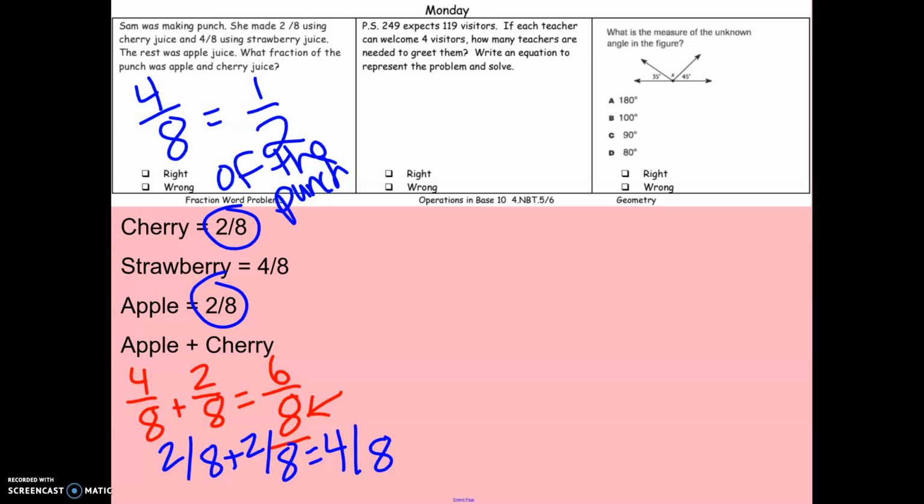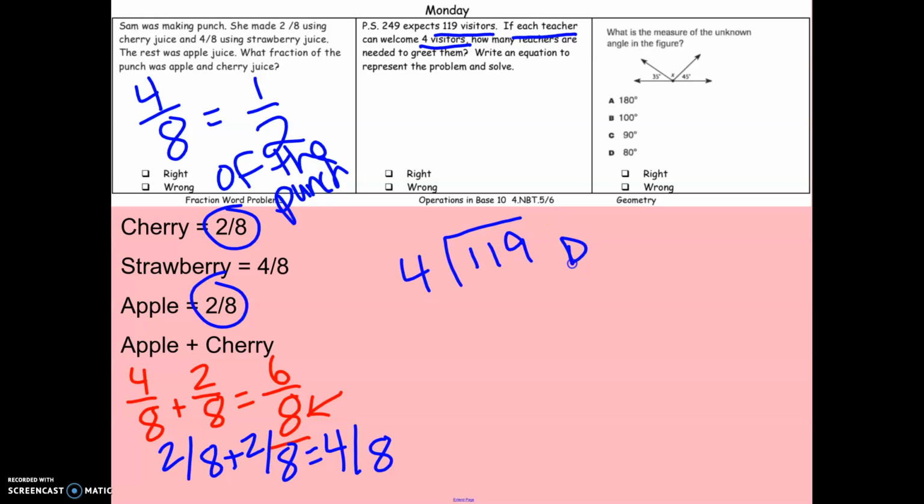Okay, let's look at the second problem. PS 249 expects 119 visitors. If each teacher can welcome 4 visitors, how many teachers are needed to greet them? Write an equation to represent the problem and solve. So if we're splitting up visitors between teachers, that means we're going to divide. So we're going to take 119 visitors and divide them into groups of 4.